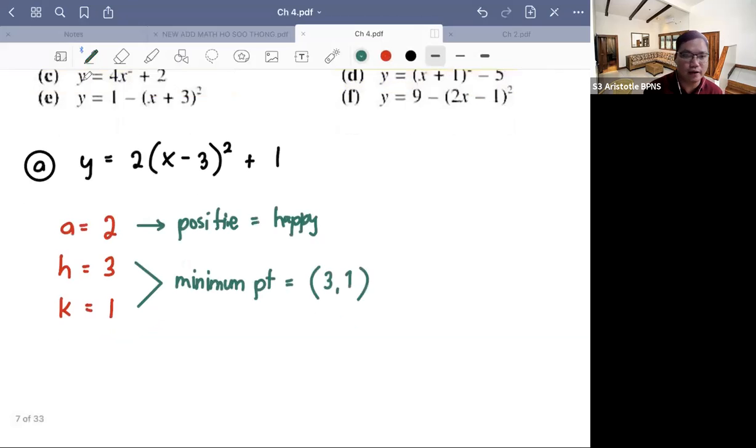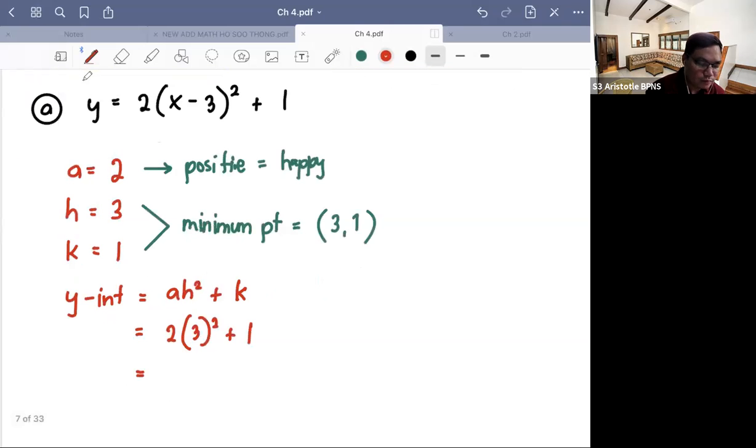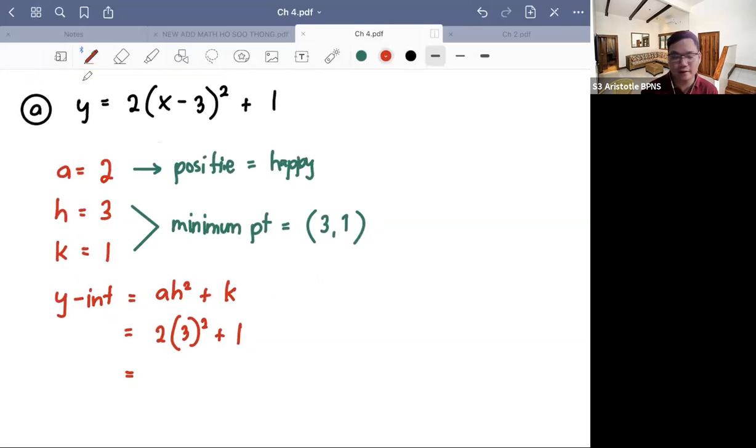So we also need to find the y-intercept. How do we get the y-intercept? There's a formula again, right? Do you remember the formula? The formula is a h squared plus k. All right. So what is a? a is 2. h is what? 3 squared, plus k is 1. So what is the y-intercept? Your y-intercept is 19. Is it 19? So 9 times 2 plus 1. All right. It's 19.